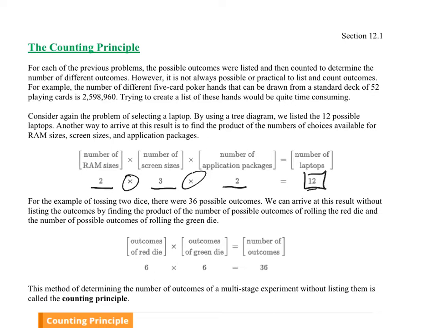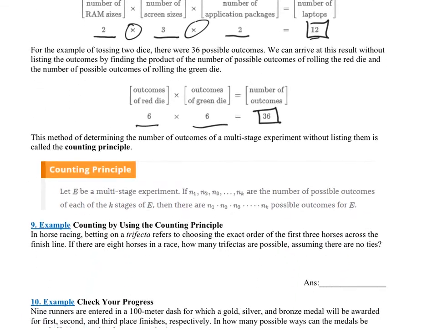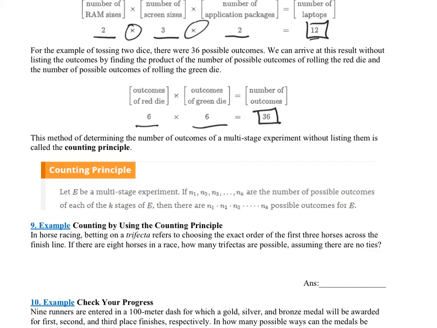Think about the die problem that we had. The first die that we rolled was a green die. The second die that we rolled was a red die. There were 6 options for each, so 6 times 6 gave us the 36, which is the total number of possible outcomes. Again, the counting principle tells you how many, but it doesn't tell you what the actual outcomes are. So, if you read the counting principle, it says, let E be a multi-stage experiment. N1, N2, N3, all the way through Nk are the number of possible outcomes of each stage. Then what it tells you to do is multiply those numbers together.